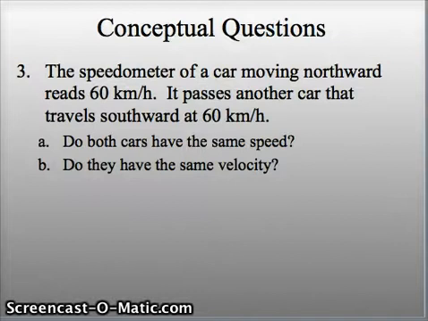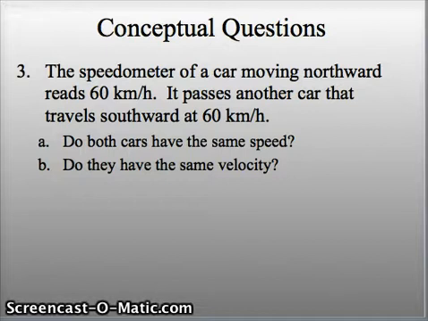So now here's a conceptual question. If we're looking at a speedometer of a car moving northward, which gives a direction, and it has a speedometer reading of 60 kilometers per hour, it passes another car that travels southward at 60 kilometers per hour. A, do both cars have the same speed? Answer yes or no, and then give me a why.